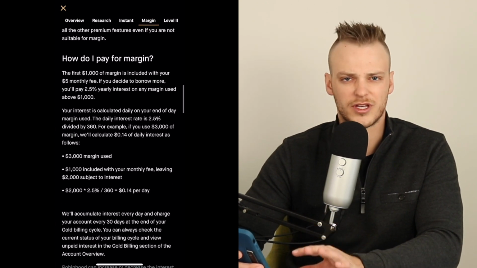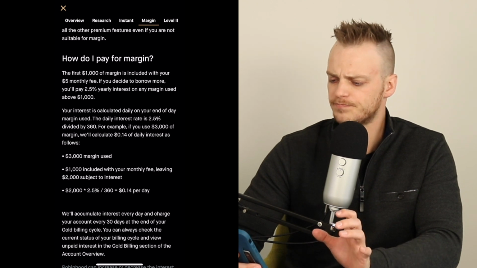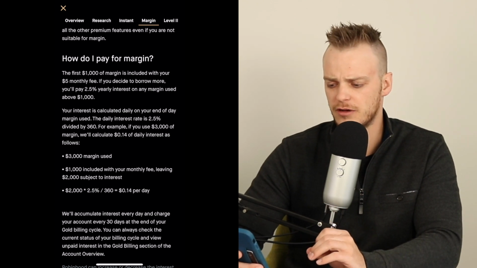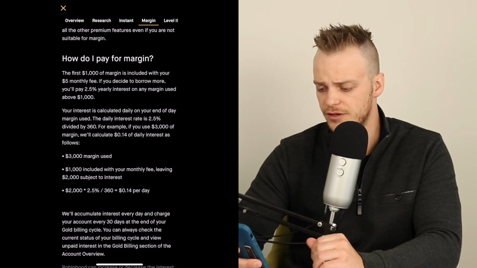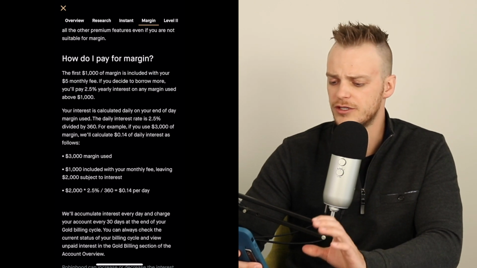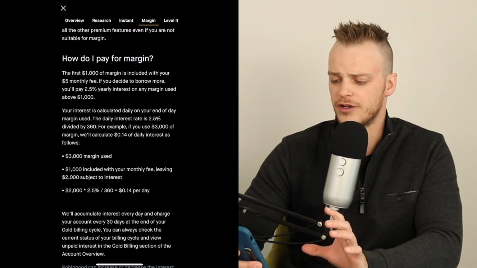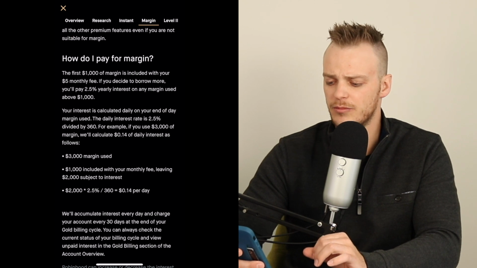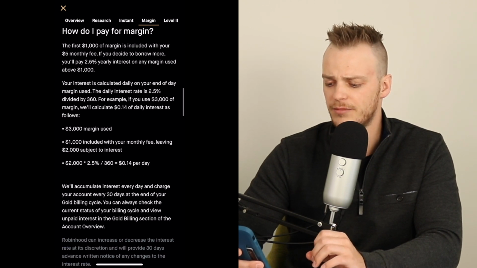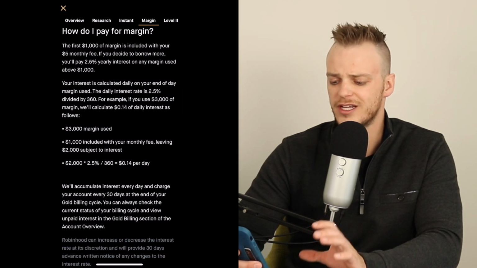This is actually one thing I want to point out because it's really important. Like I said, the first $1,000 of margin is included with the $5 fee that you pay. If you decide to borrow more, you're going to pay 2.5% yearly interest. Your interest is calculated daily on your end of day margin used, and this is divided by 360 days. Then it gives you an example here.